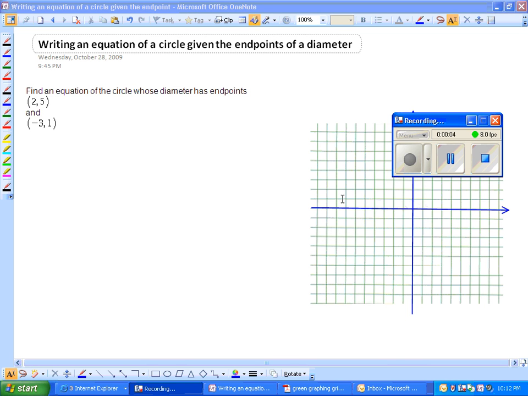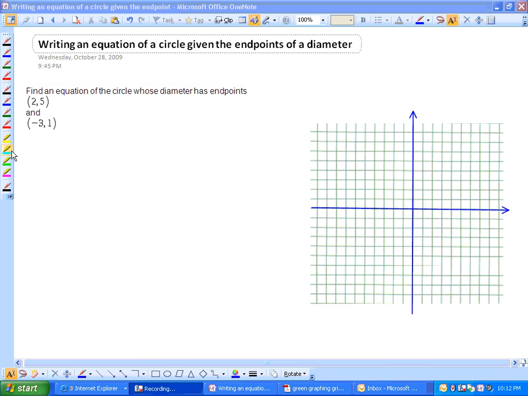We're going to talk about writing an equation of a circle given the endpoints of a diameter. I will first of all draw a picture of what you're given.